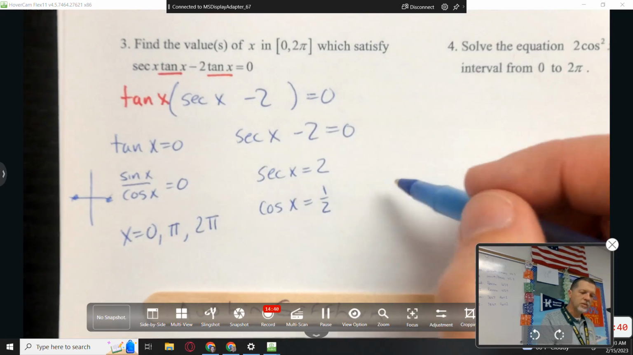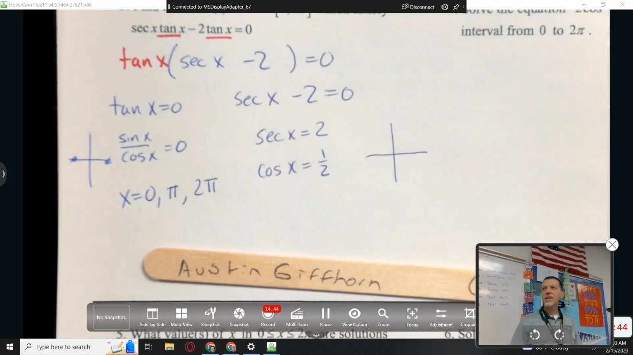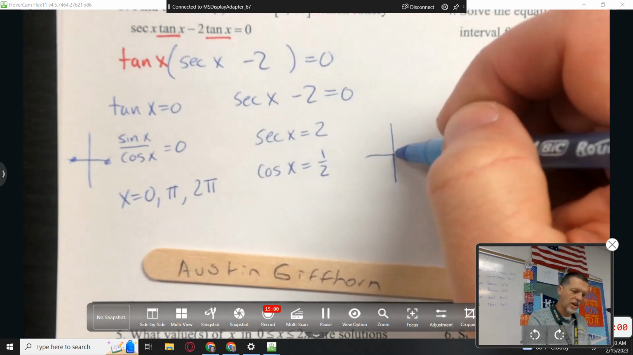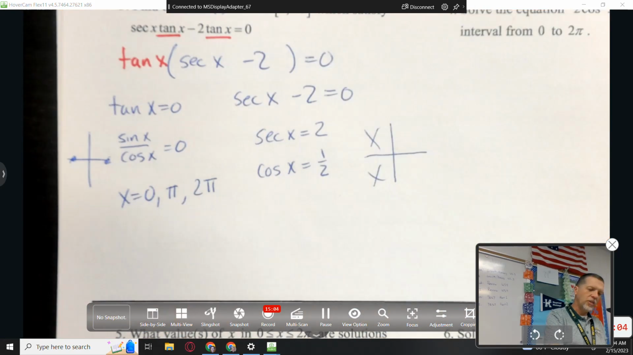So, Austin, where is the cosine equal to 1/2? You can tell me quadrants, you can tell me denominators, you can tell me shallow, middle, steep. The first and the last one. So first and fourth, I like that. We'll let you off the hook with that.